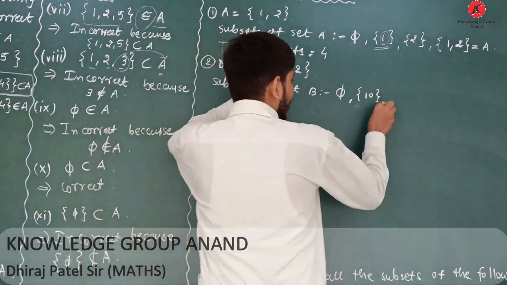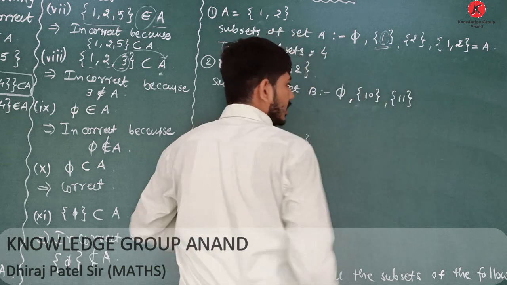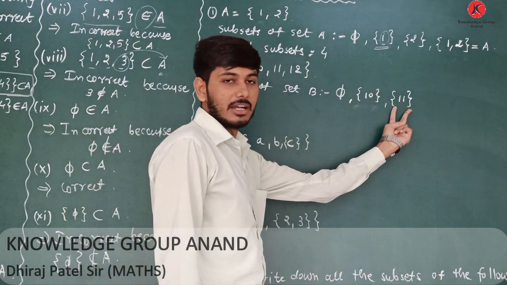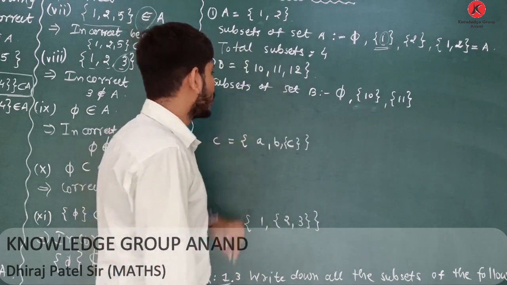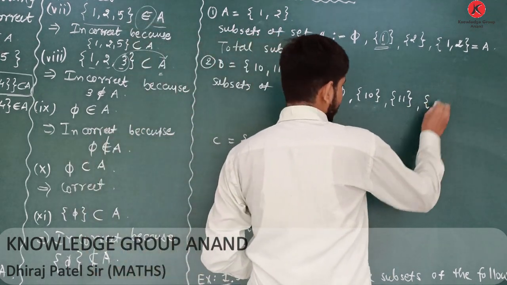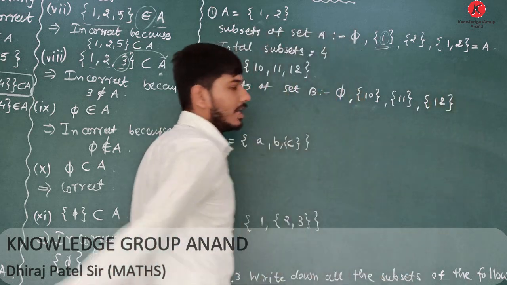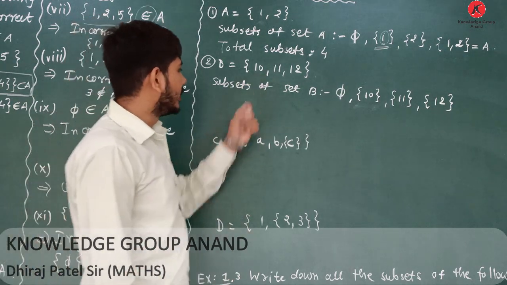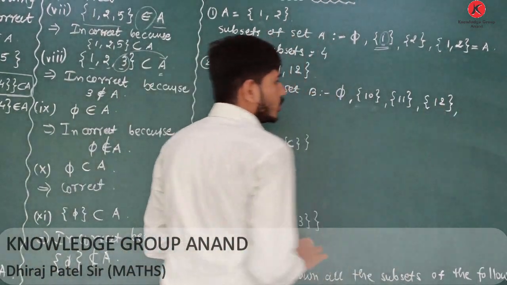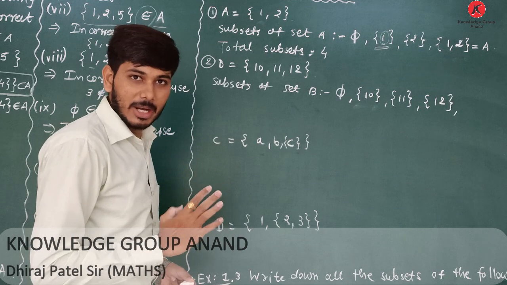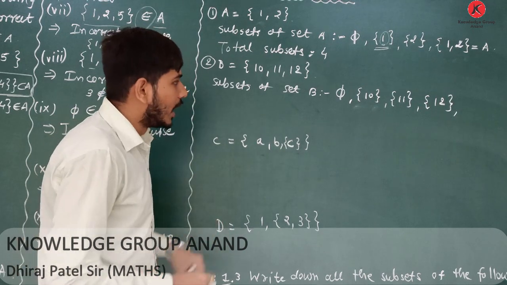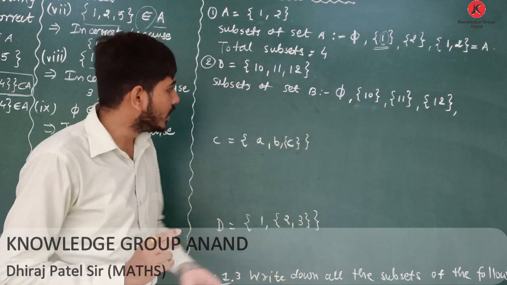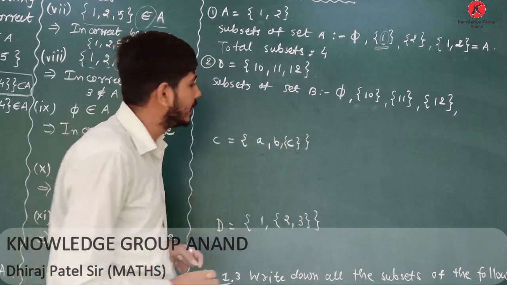Now put the second element and write it in curly bracket form. This is the element and this curly bracket represents a set. Therefore this is also a subset of set B. Now put the third element, 12, in curly brackets. Therefore this is also a subset of this set. Now all 3 elements in singleton form are over. Now going with subsets having 2 elements.